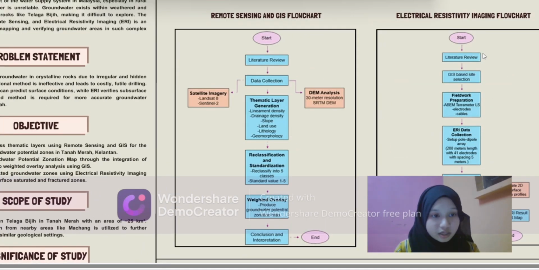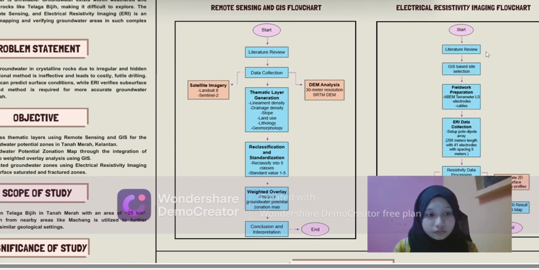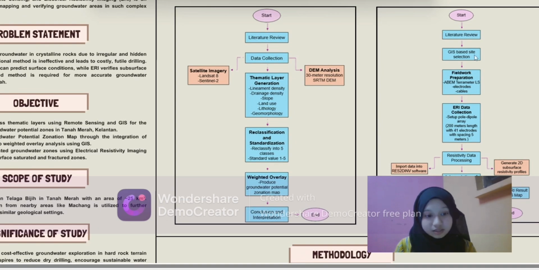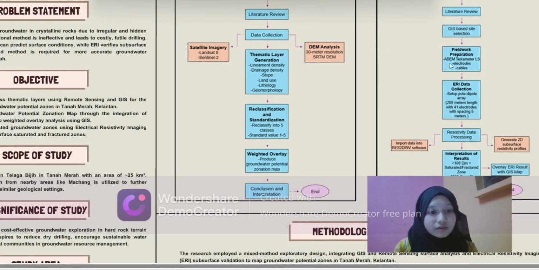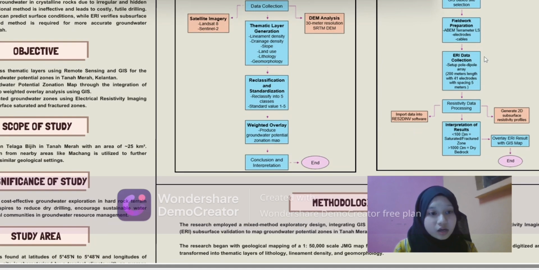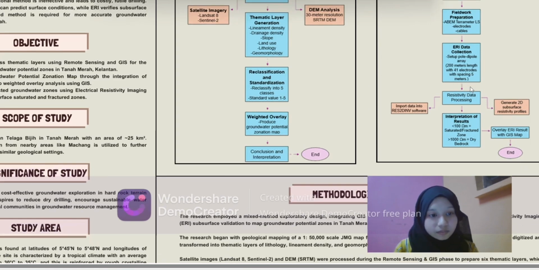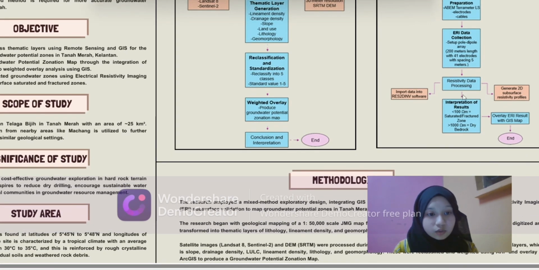Next is the ERI flowchart. First is the literature review and then GIS-based site selection. After that, we have to prepare for the fieldwork, which needs the Terrameter LS, electrodes, and also cables. After that, we have to collect the ERI data. We set up the pole-dipole array, 200 meters in length with 41 electrodes at 5 meter spacing. Next is resistivity data processing. We input the data into RES2DINV software and generate 2D subsurface resistivity profiles.